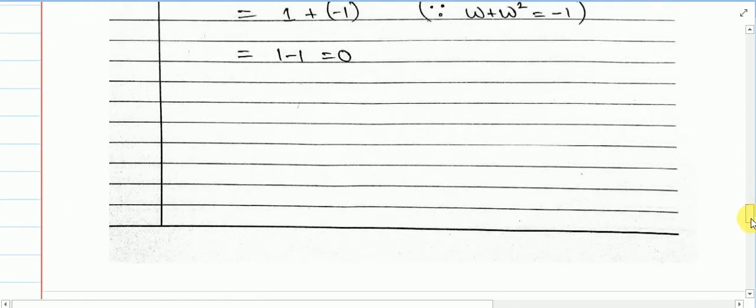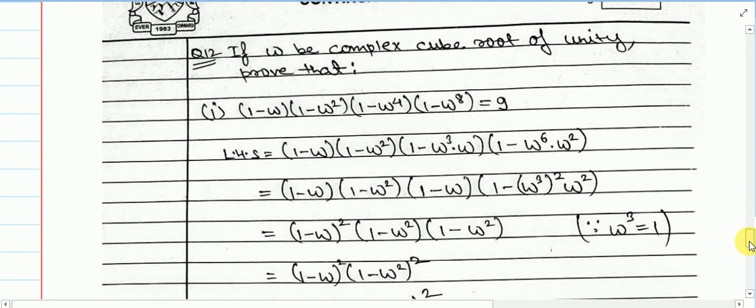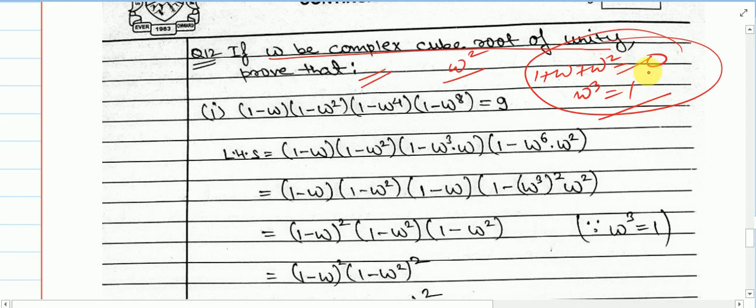Now, question number 12. If omega is a complex root of unity, prove that the given expression holds. Here omega is a complex cube root of unity, so obviously the other complex root will be omega square, and 1 plus omega plus omega square will be 0, and omega cube will be 1. We have to use these relations only to simplify and show left hand side equal to right hand side.